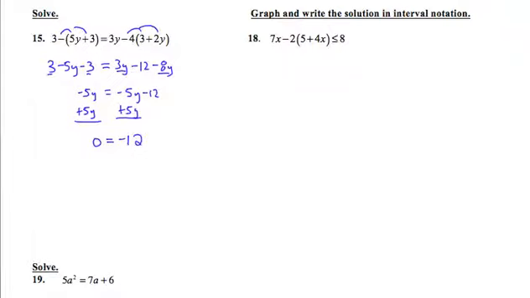So we just need to recognize what this is. When the variable terms drop out, I either have infinite solutions or no solutions. If it's a true statement, I have infinite solutions. If I have a false statement, then it's no solutions. And notice here I have a false statement. 0 equals negative 12. It's not a true statement. So this is a case where we have no solution.